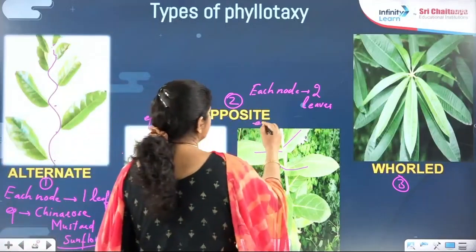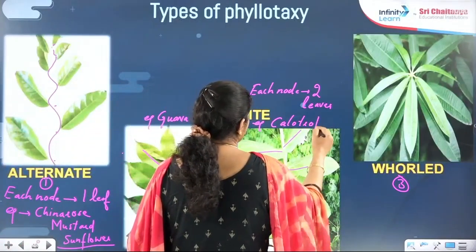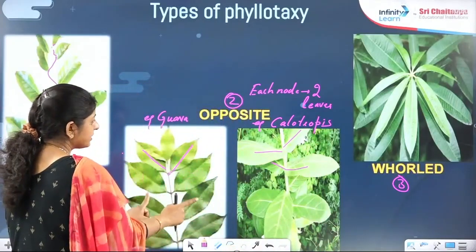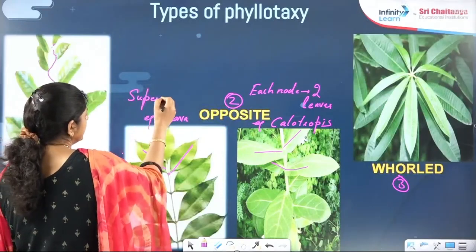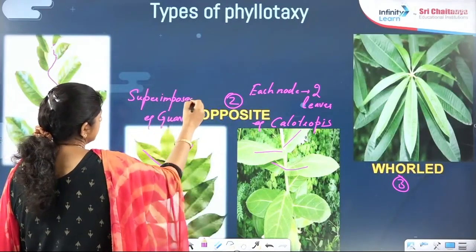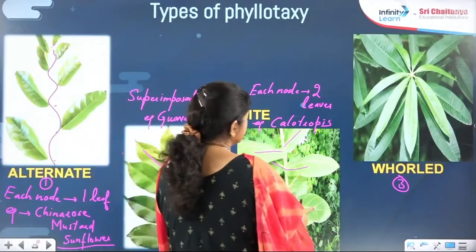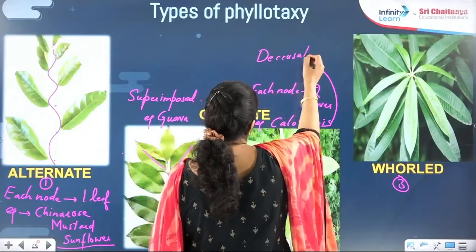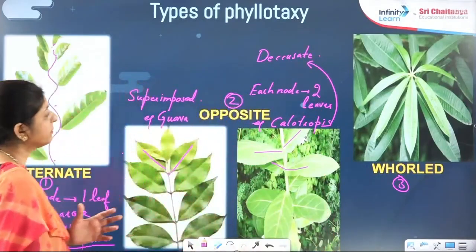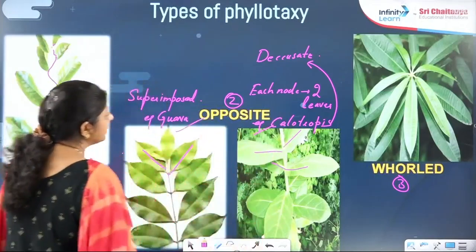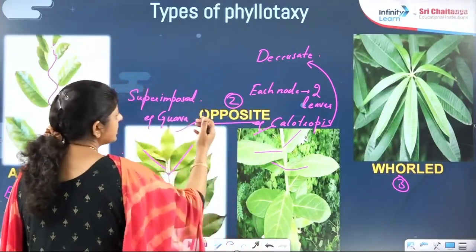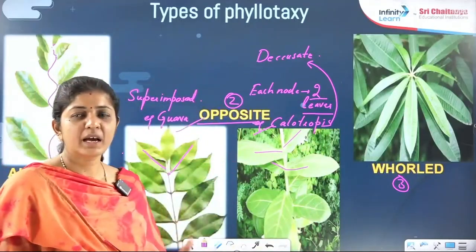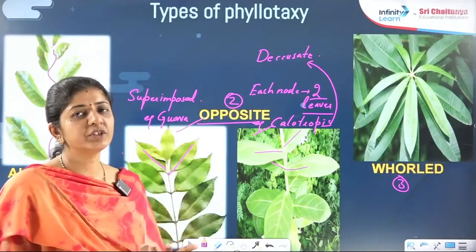Here the example will be calotropis, right? When one pair is going to be parallel to the next, such type you call superimposed type of phyllotaxy. If it is perpendicular to each other like this, as in calotropis, you call it decussate type of phyllotaxy, right? So do remember at least the examples: guava and calotropis will show which type? Opposite type. And in opposite type, each node will have how many leaves? 2 leaves are there, right? So this is important: the examples, and how many leaves each node has in which type of phyllotaxy.